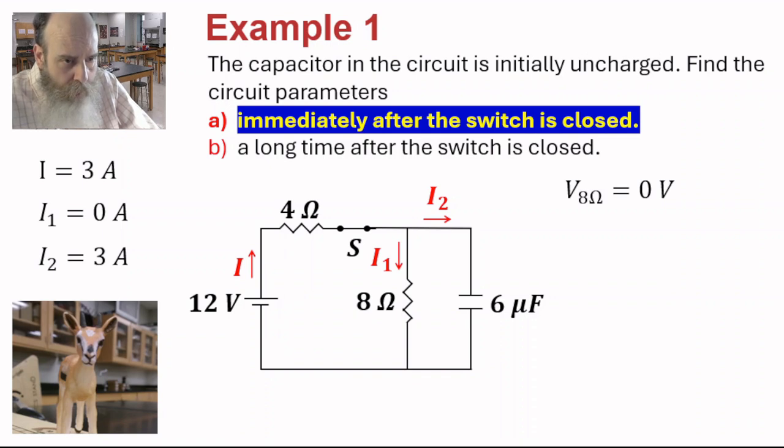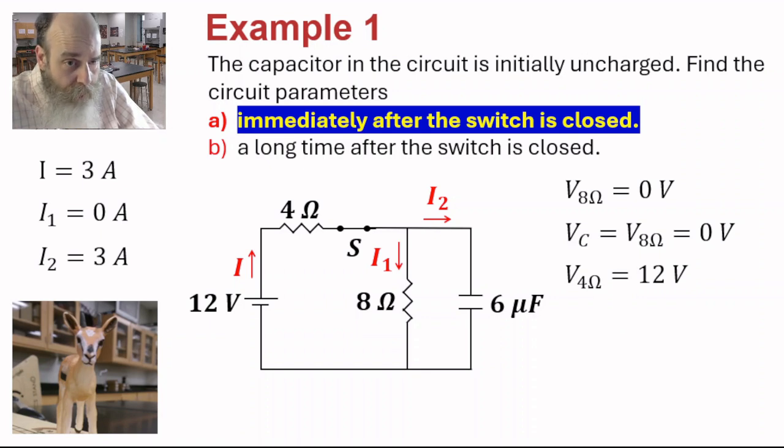Let's find the voltage across the 8 ohm resistor. As we saw before, it is 0 volts because I1 is 0. The voltage across the capacitor is the same as the voltage across the 8 ohm resistor because they are connected together. And so the voltage across the capacitor is also 0 volts. And the voltage across the 4 ohm resistor must be 12 volts. The entire battery voltage is dropped across the 4 ohm resistor.